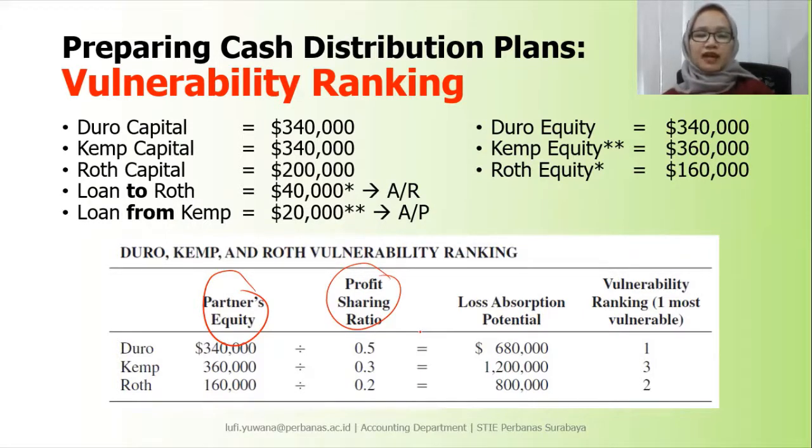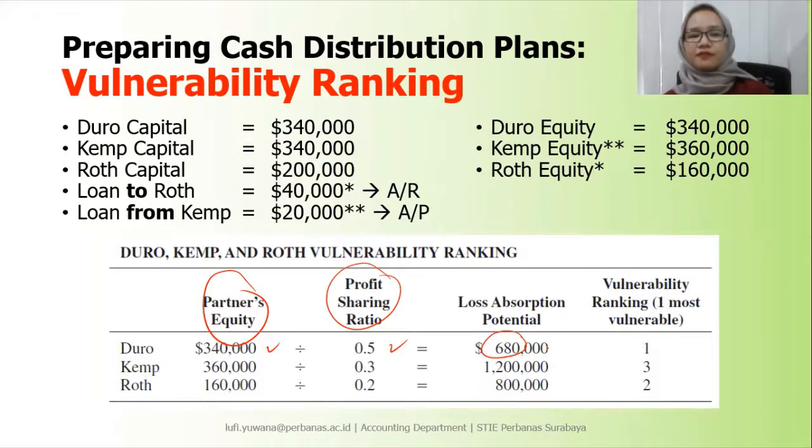So we have to find the amount of the 100% version of each partner's equity balance. For Duro, because Duro has 50% for the profit and loss sharing ratio, the 100% version of Duro's equity should be found by calculating $340,000 divided by 50%. And $680,000 is the result, the 100% version of Duro's equity.